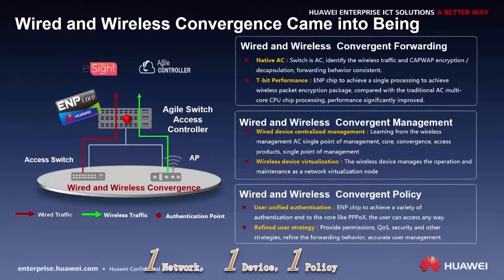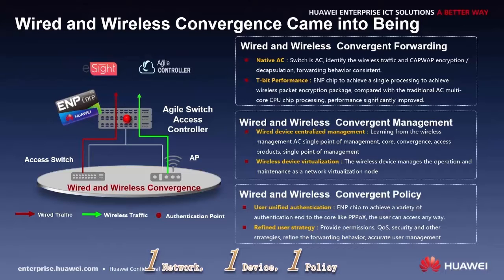Now let's look at HUAWEI's Wired and Wireless Convergence solution. In this solution, switches provide the native AC function and act as ACs. They can identify CAPWAP packets and perform encapsulation and decapsulation on these packets. Wired and wireless traffic is forwarded by the same device. That is, cards on a switch can directly manage APs and no AC needs to be purchased.